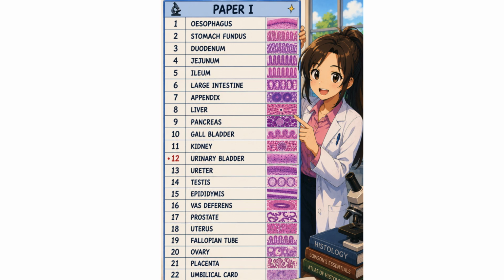For epididymis, it is pseudostratified columnar epithelium with long stereocilia. That is a key feature, and tubules are filled with sperm in the lumen. Smooth muscle coat around the tubules.